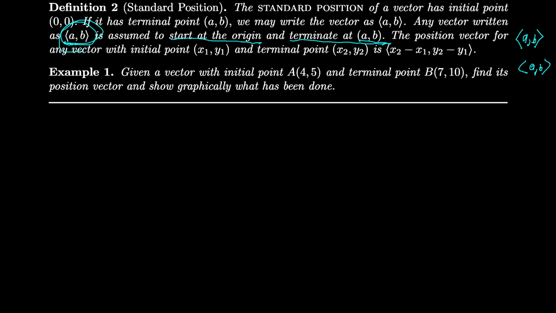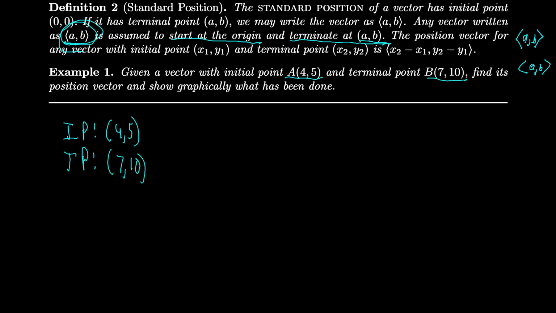So given a vector with initial point (4, 5) and terminal point (7, 10), we want to find its position vector and show graphically what has been done. So we're just going to do the math mindlessly first, and then I'm going to show you how this works. So we know that we start at our initial point (4, 5) on the coordinate grid, and we know that we terminate, so our terminal point where we end at is (7, 10).